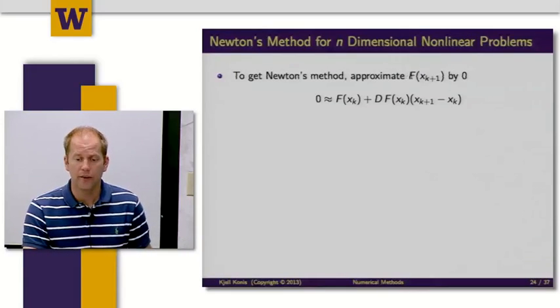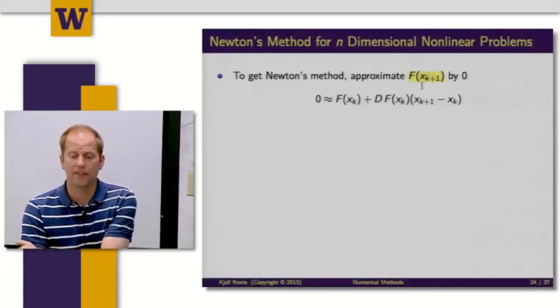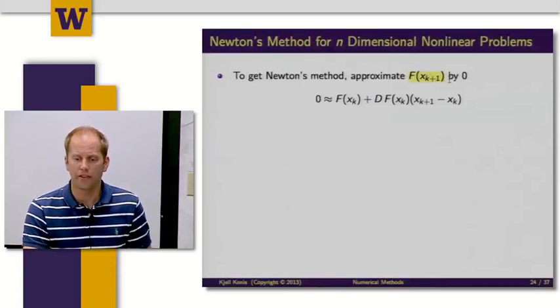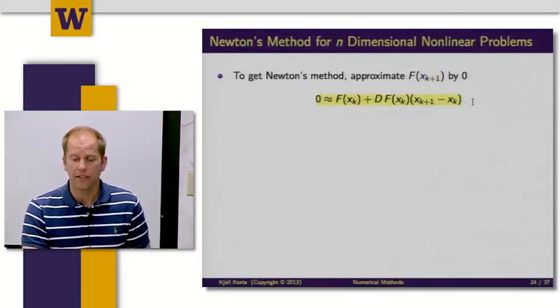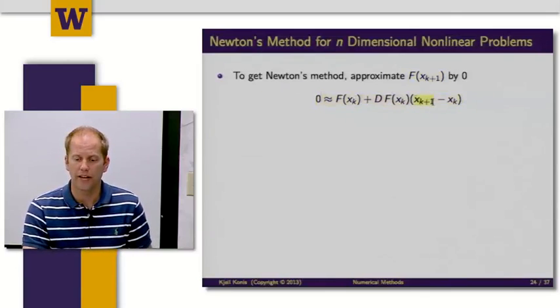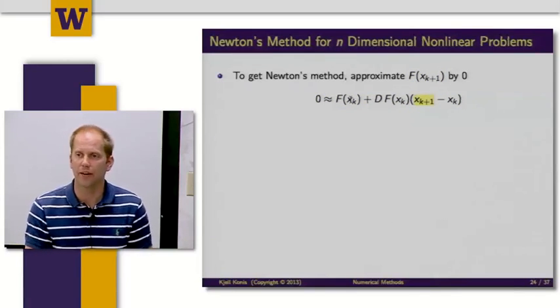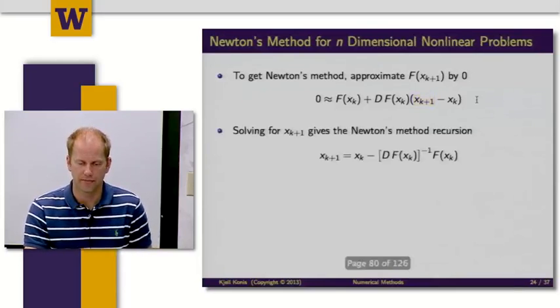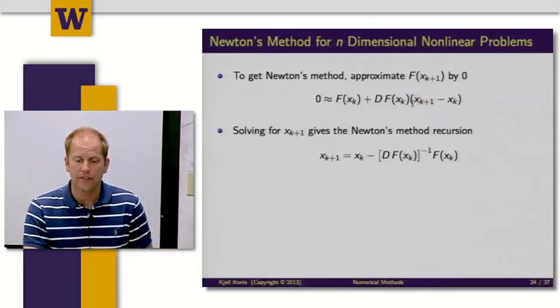So I want to imagine that I am approximating a point f of xk plus 1, and that's where this function is going to be equal to 0. So that gives me this relationship here. So I'm trying to find this point k plus 1 so that my function is 0. But instead of doing that, I'm just using the linear approximation and finding out where that's equal to 0. And then I just want to solve this again for xk plus 1.